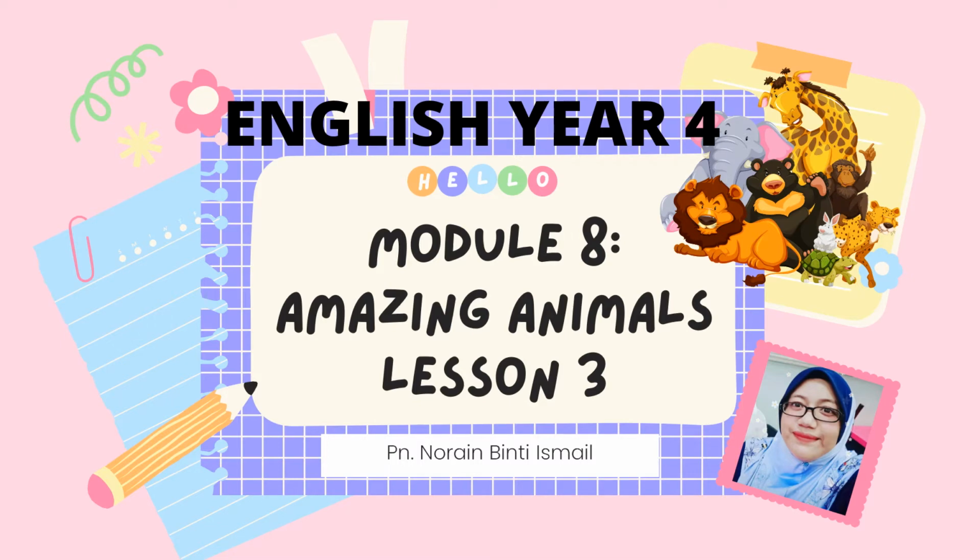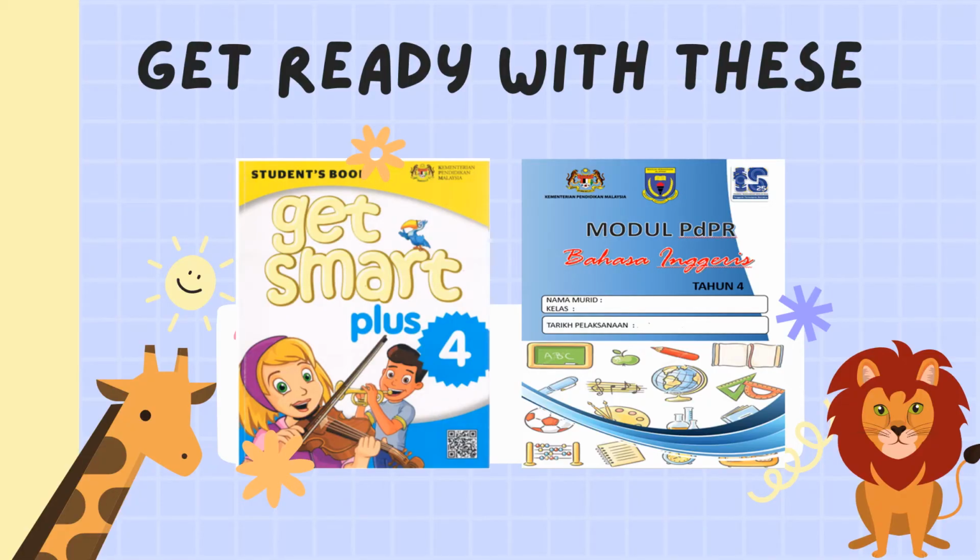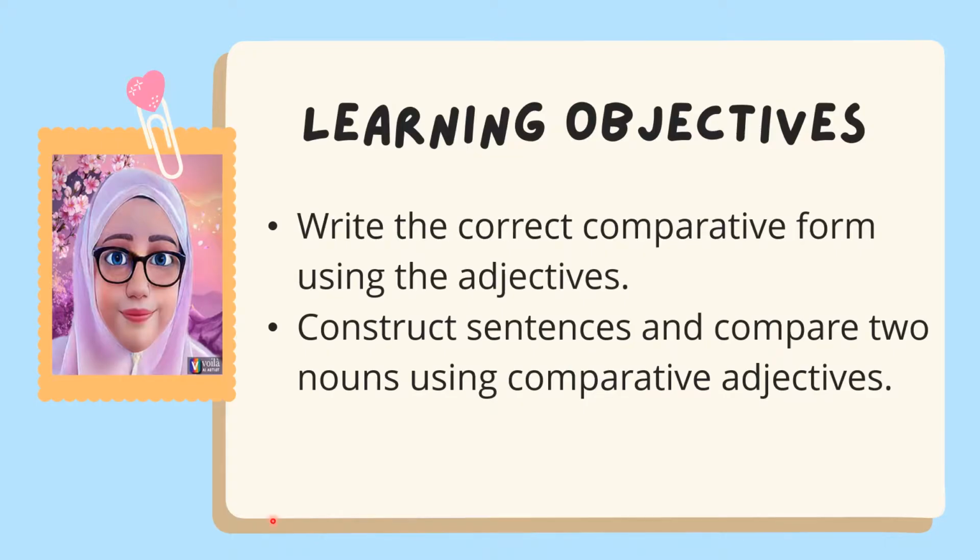We are going to continue with your third lesson for Module 8, Amazing Animals. Please get ready with your Get Smart Plus for Students book and your PDPR module. Before we start, let's look at the learning objectives for today. By the end of the lesson, you must be able to write the correct comparative form using the adjectives. Then you have to construct sentences and compare two nouns using comparative adjectives.